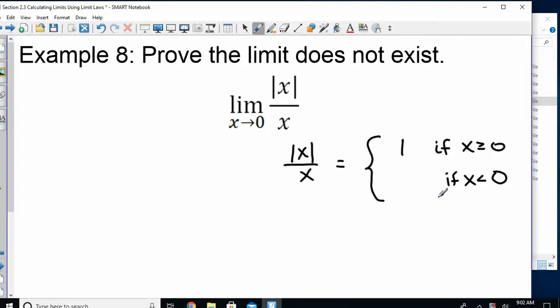Can I plug in a 0 in this? Can you do 0 divided by 0? No. So this piecewise, we're going to have to take off that equal to. You're just going to have if x is greater than 0 and if x is less than 0.